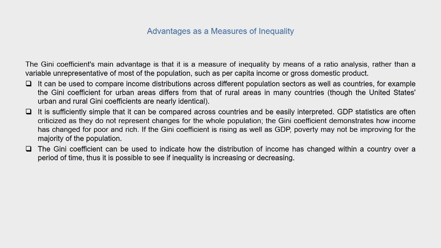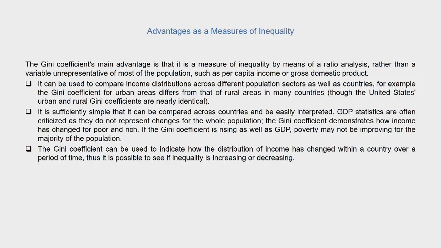It is a ratio analysis, rather than a variable unrepresentative of most of the population such as per capita income or GDP. When we use gross domestic product or per capita income as a measure of inequality, we have already seen in earlier classes that the inherent limitation of GDP or per capita income is that it does not account for inequality within a country or a region. And therefore, even though per capita income or GDP measures are very robust and tell us the overall level of income within a country, they do not qualify as a significant indicator that can explain the very huge levels of inequality existing within a country. It is in that sense that the Gini coefficient becomes a more representative indicator of inequality.